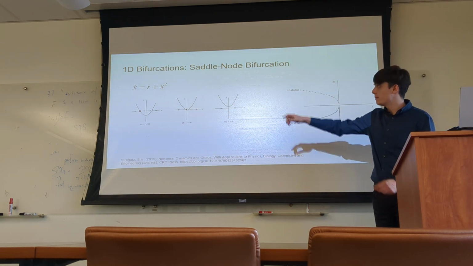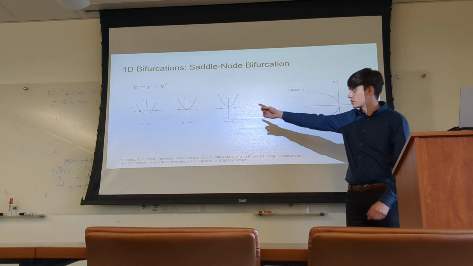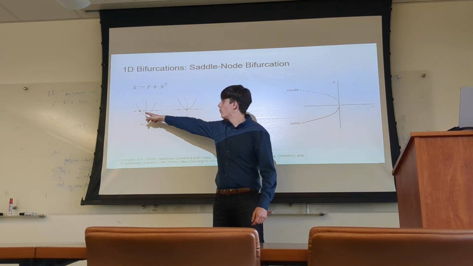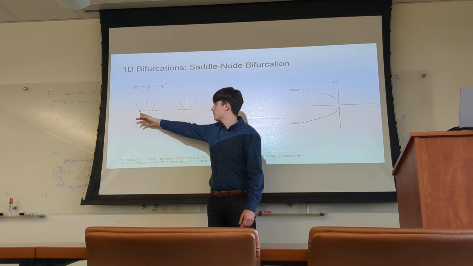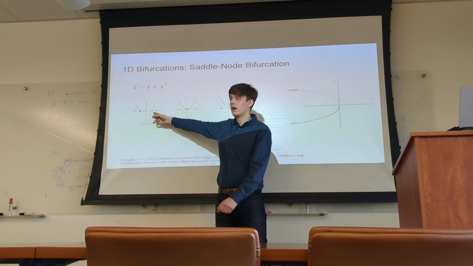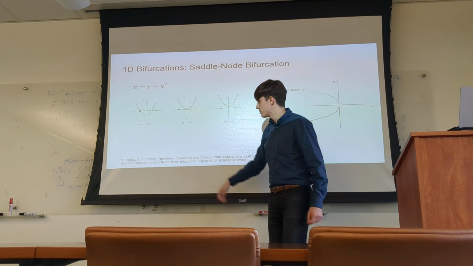So in this example ODE, you have r plus x squared. When r is negative, you have two different fixed points. The one on the left is stable because, again, you have that negative slope, so perturbations decay exponentially. On the right, you have an unstable point because of the positive slope there.